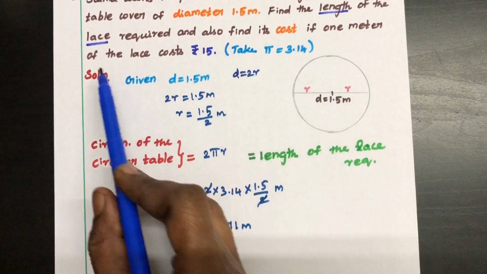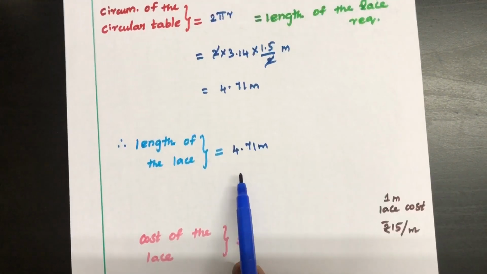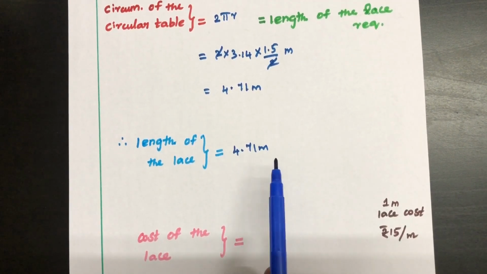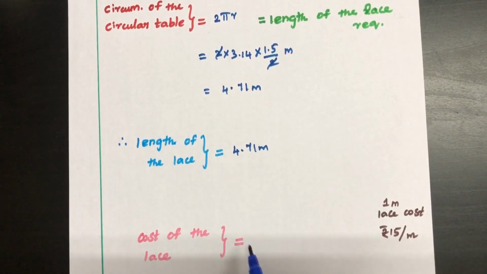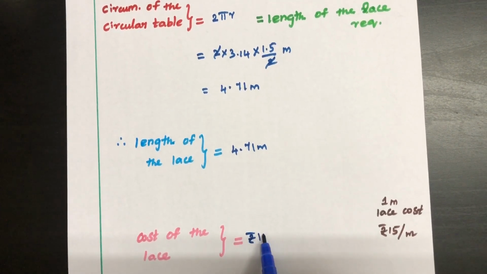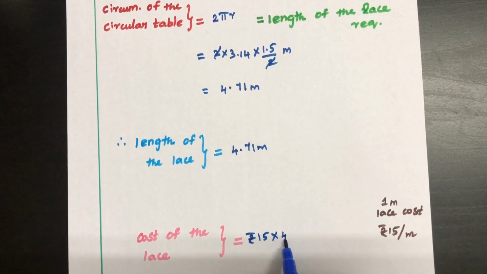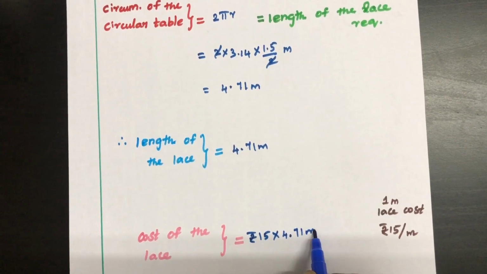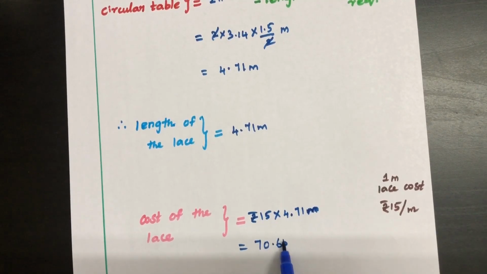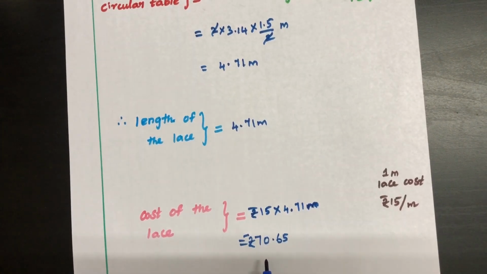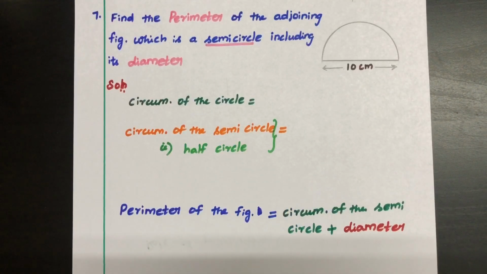If 1 meter of the lace costs rupees 15, 4.71 meter of the lace costs, just multiply this with 15. That's all. Rupees 15 into 4.71 meter is 70.65 rupees. This is the cost of the lace.